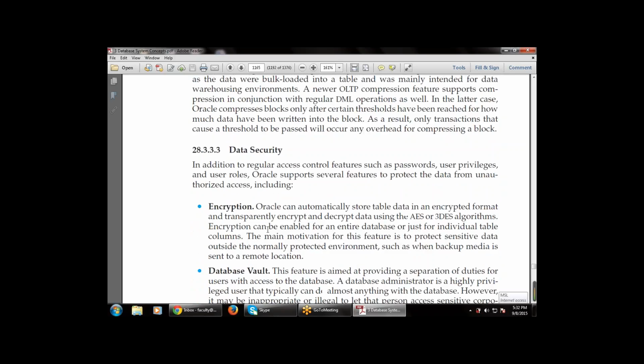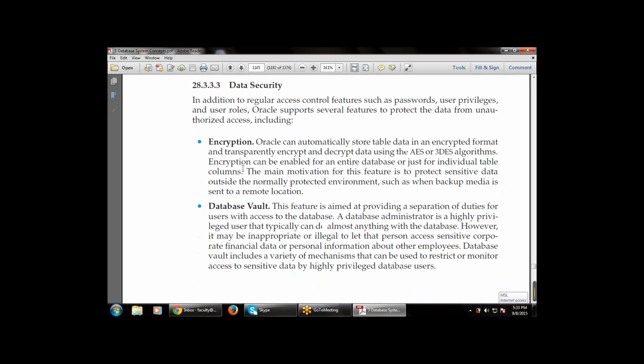Then next is data security, one of the important concepts. Data security is used as a database tool that will be available in the database concept. One of the techniques used with the database admin and the database architecture is the encryption.